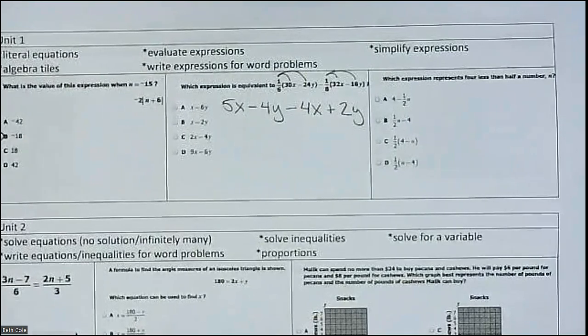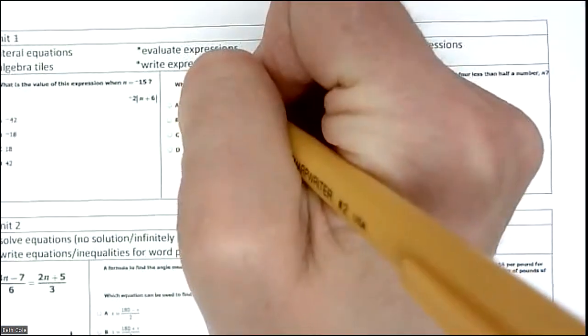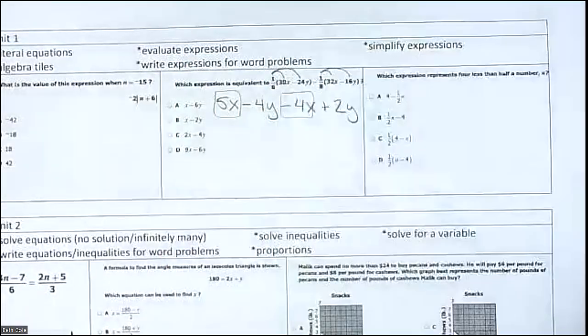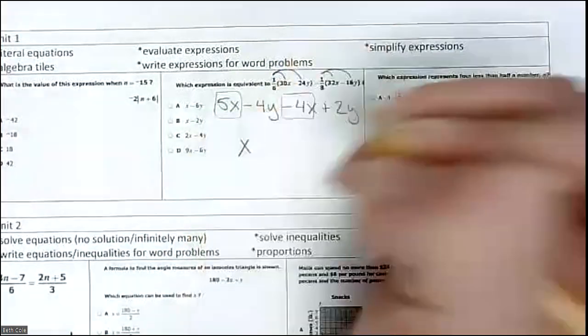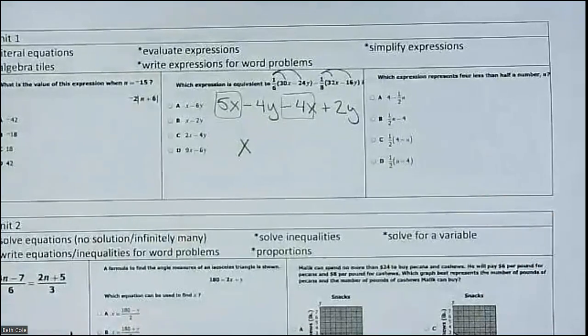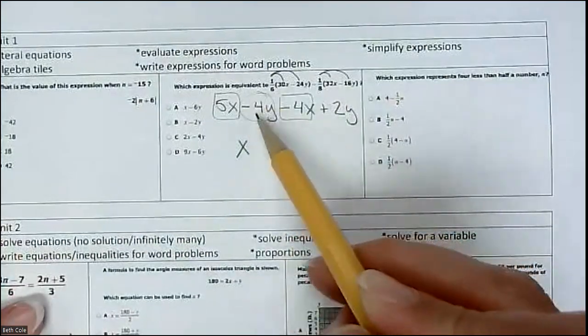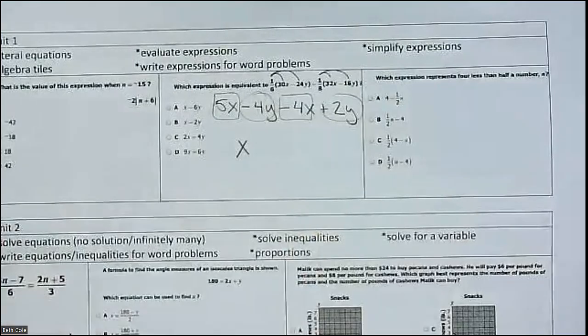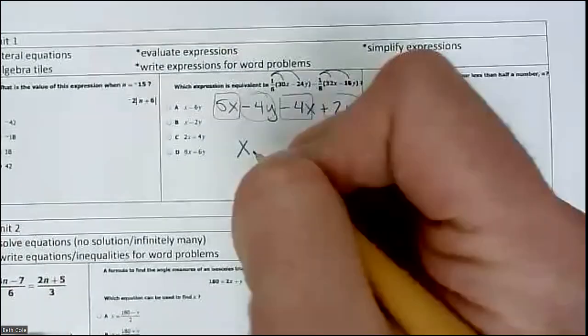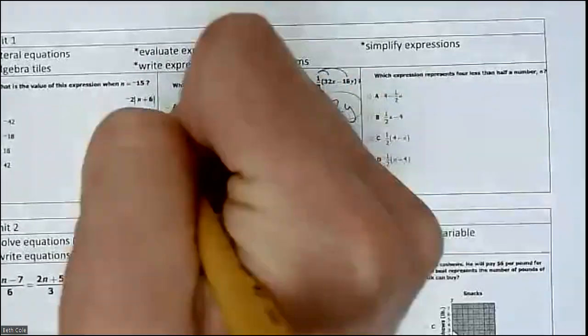Okay. Now we're going to put the like terms together. You have 5x minus 4x, which would just be x, 1x. And then when you put the y's together, -4y plus 2y, what's that going to give you? Yeah, -2y. So that one is B.